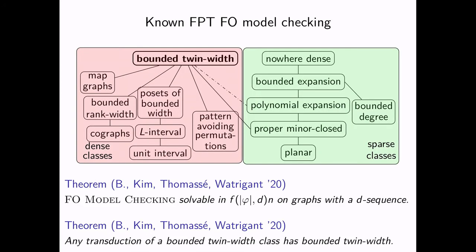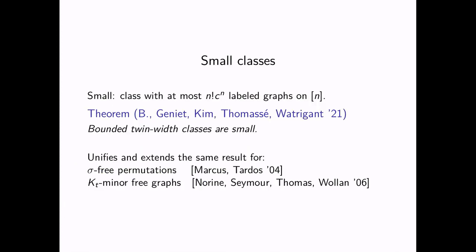So I want to give you a setting where this caveat disappears and where twin-width is even more useful, so to speak. But before that, let me just tell you about small classes. We'll say that a class is small if the number of graphs, when they are labeled bijectively, so you label their n vertices with the integers from 1 to n, you have only exponentially many of them. So there is this n factorial to account for the labeling, but then there is just single exponentially many of them.